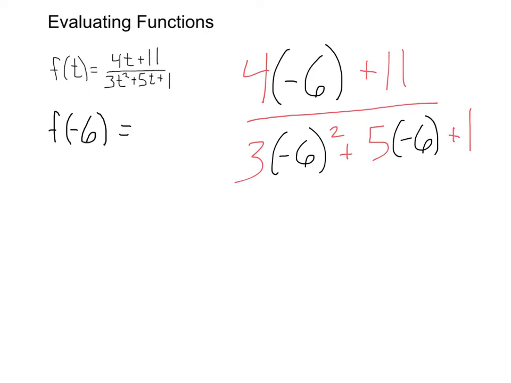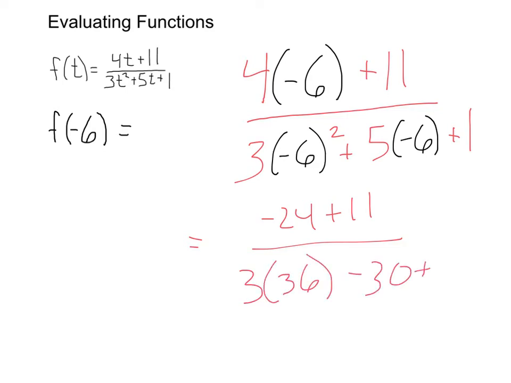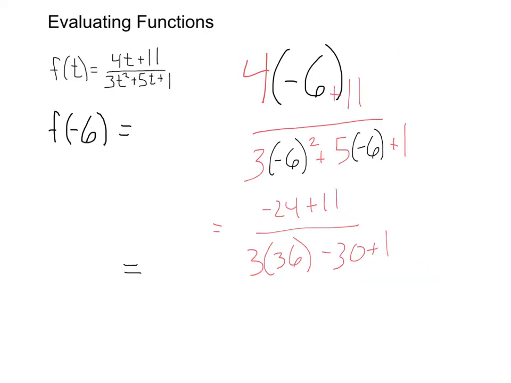So in my numerator, I'm going to have negative 24 plus 11. This is going to become, on the bottom, 3 times negative 6 squared is 36, minus 30, plus 1. And if I evaluate that whole thing, my final answer is going to be negative 13 over 79.